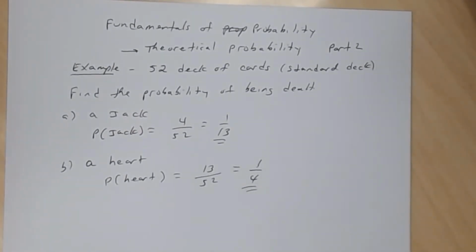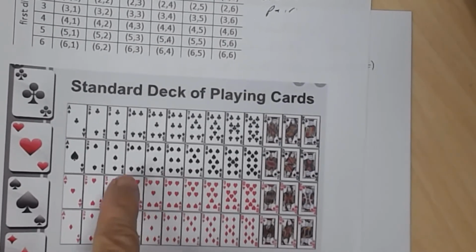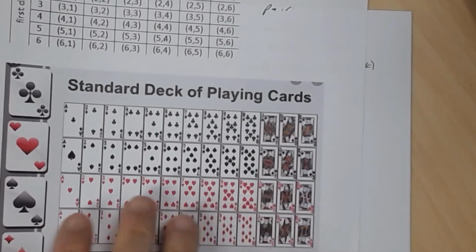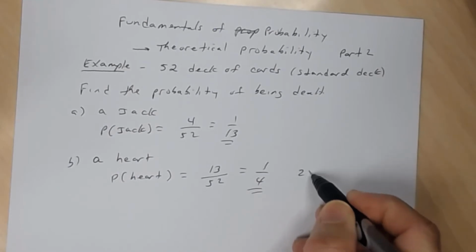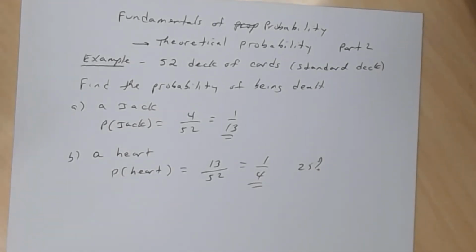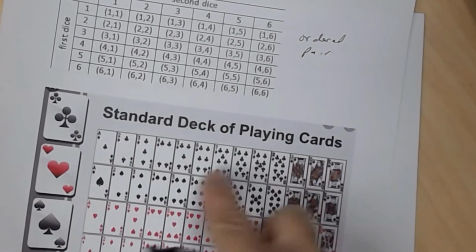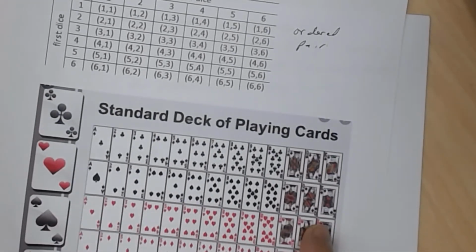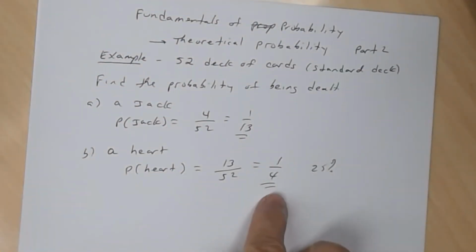Okay, 1/4. So out of every 4 cards, one of them is a heart. So the probability of picking a heart is 13 out of 52, which reduces to 1/4. So there's a 25% chance of being dealt a heart. Kind of makes sense because doesn't that look like 1 out of 4 suits? Remember, heart's one of the suits, right? How many suits are there? 4. So 1 divided by 4 is what this is.